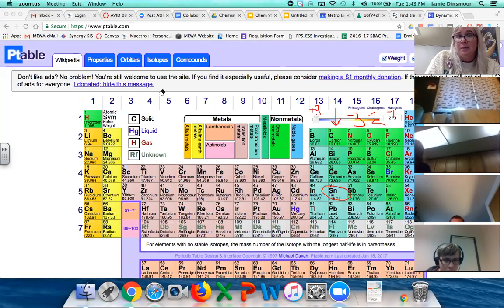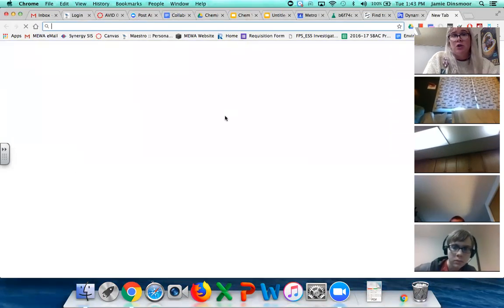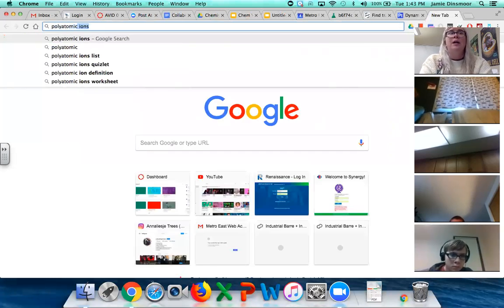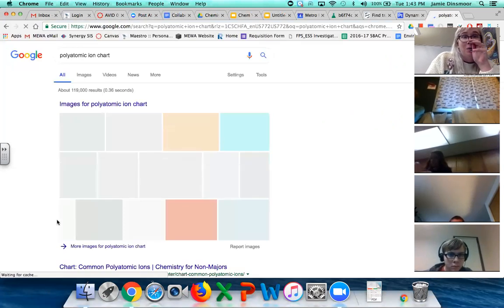What about a polyatomic ion, right? Do you need to memorize those? Of course not, because there's a bunch of them, but you should definitely have a polyatomic ion chart. I know I included one in a previous virtual session, but just in case you don't have one or you lost that one already, you can actually just look one up.